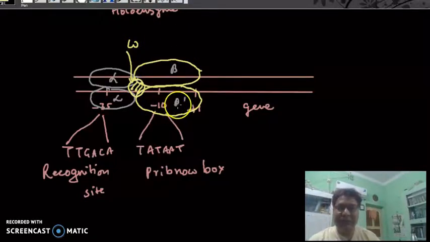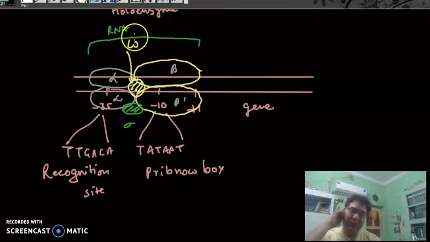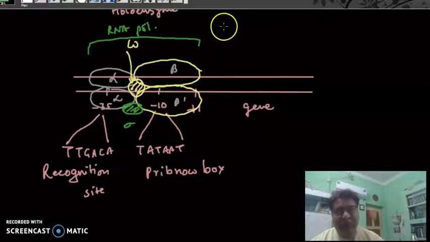And since it has bound to the promoter region, that means the sigma is also associated with it. So this is sigma. In the holoenzyme of RNA polymerase, this total is the RNA polymerase structure. So in prokaryotes, there is only one type of RNA polymerase.